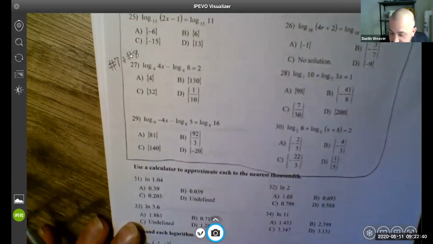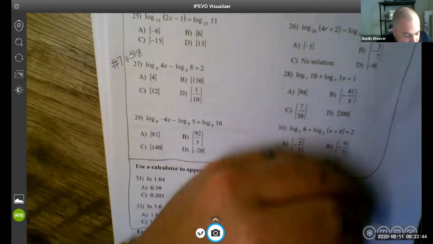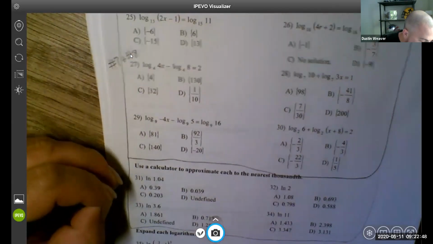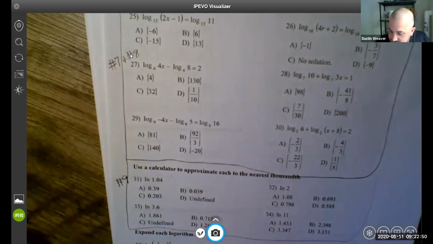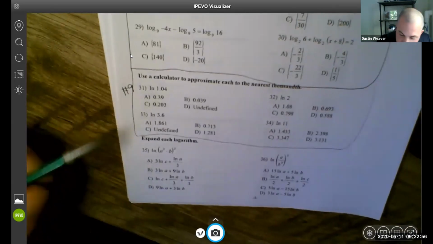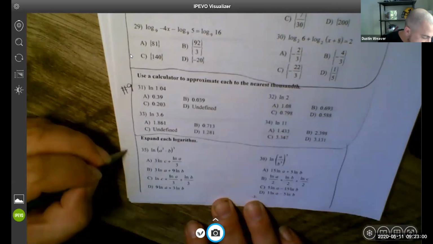All right, so we move down using a calculator to just type in LN. Those 4, 31 through 34, look like question number 9 on the review sheet. And we scroll down just a little bit more. Expanding the logarithm looks like number 10, 35, 36.